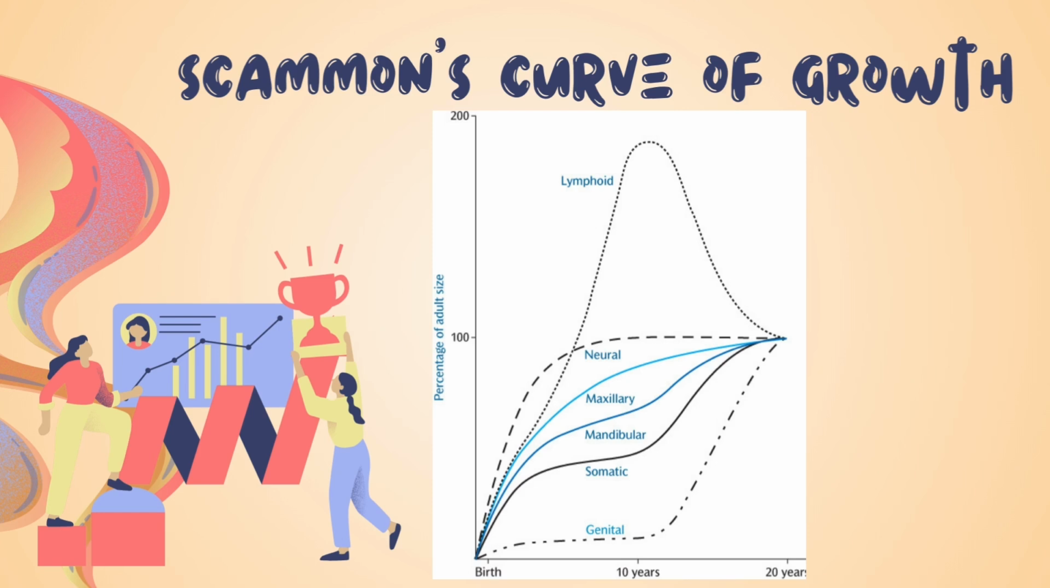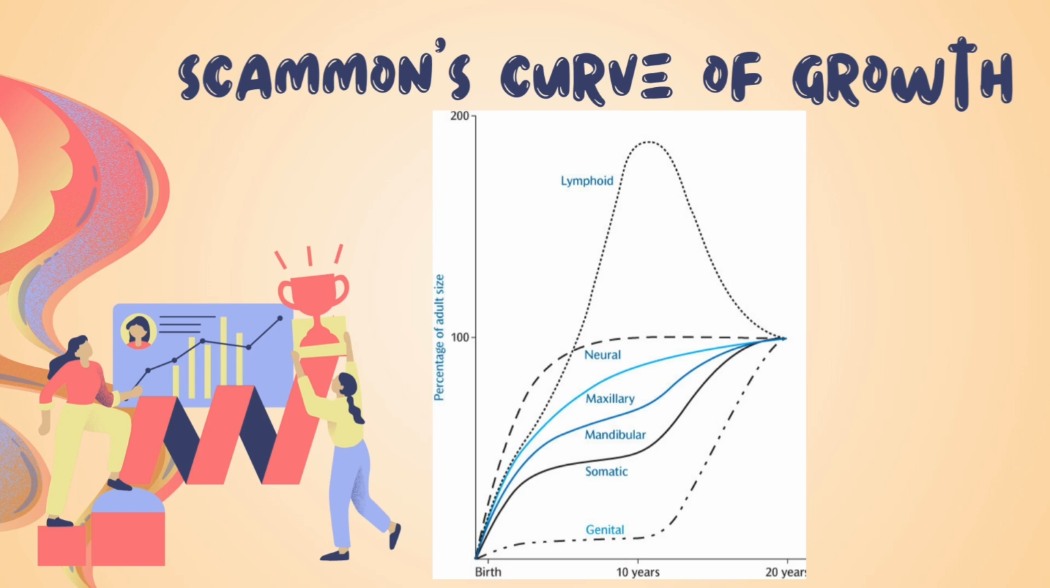Third is the general tissue or visceral tissue. It exhibits an S-shaped curve. Rapid growth till 2 to 3 years, followed by a slow growth from 3 to 10 years, and then rapid growth again from 18 to 28 years. Genital organs show negligible growth till puberty, and then after puberty they grow rapidly to the adult size. So this is the diagrammatic representation of Scammon's curve of growth. Now maxillary and mandibular growth also follows this curve.